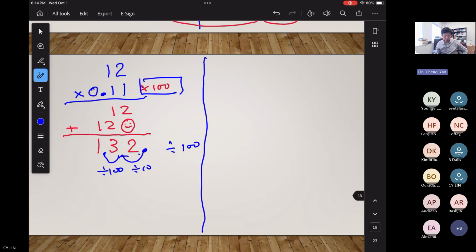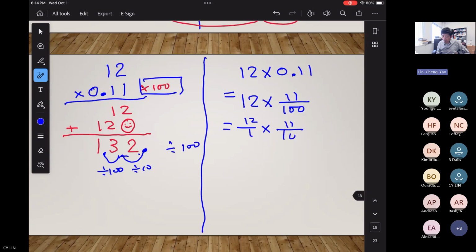Now, what about if we look at another method? Let's say we want to do fraction, and see if this is the same. We can use either fraction to explain. So we take 12, and then we convert this 0.11, which is 11 over 100. Does it make sense to you? And then 12 over 1 times 11 over 100.